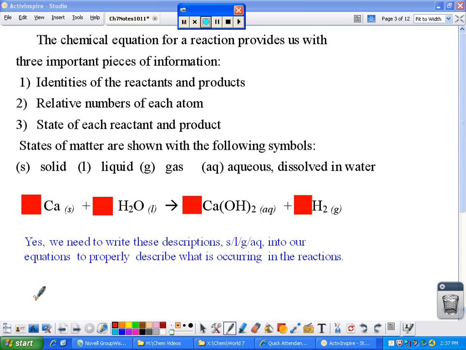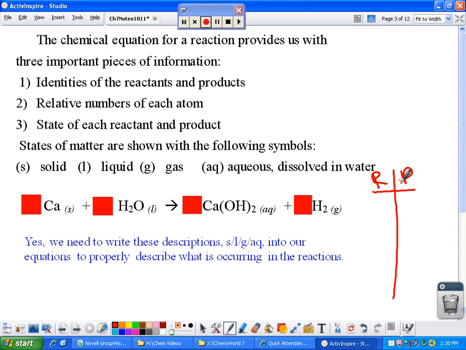You and me, we're balancing this one, okay? All right. So we're going to use the T-table again. We've got the reactants versus products. What are the elements in this one? Calcium, hydrogen, and oxygen. How many calciums are on the reactants, and then how many on the products? 1 and 1. So right now the calciums are already balanced.